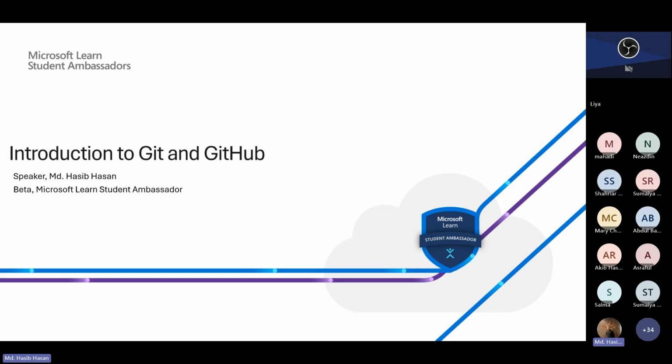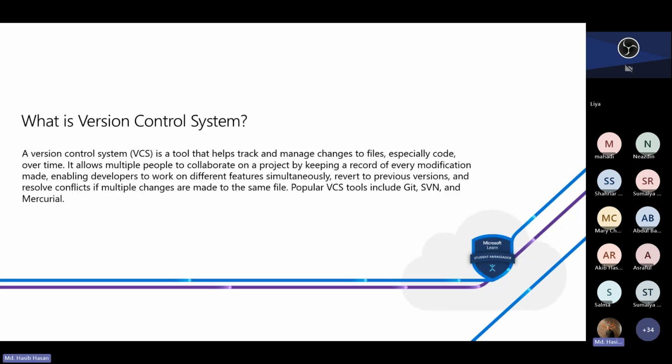And what is Git and GitHub? Before going to Git and GitHub, let's discuss the version control system. What is a version control system? A version control system, VCS, is a tool that helps track and manage changes to files, especially code, over time. It allows multiple people to collaborate on a project by keeping a record of every modification made, enabling developers to work on different features simultaneously, revert to previous versions, and resolve conflicts if multiple changes are made to the same file. Popular VCS tools include Git, SVN, and Mercurial.